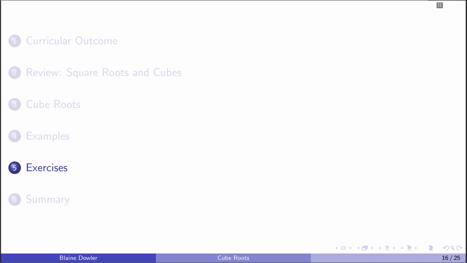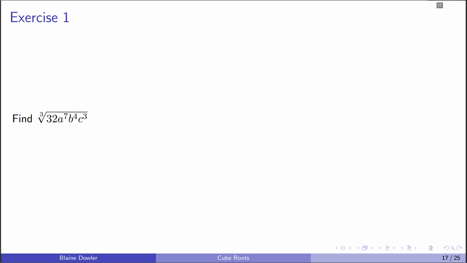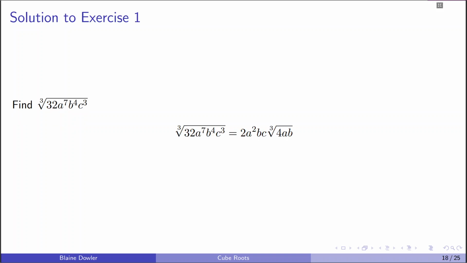All right, exercises. Find the cube root of 32, a to the 7, b to the 4, c cubed. Pause now and take whatever time you need. Moving on, we have 2a squared bc and the cube root of 4ab.